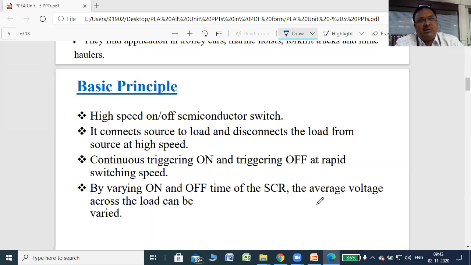When I explained the difference between power electronics and linear electronics, at that time I already explained the working of SMPS. The working of SMPS is nothing but a DC to DC converter, because the output of SMPS may be a variable output voltage from a fixed DC voltage. So SMPS itself is one example of a DC to DC converter.